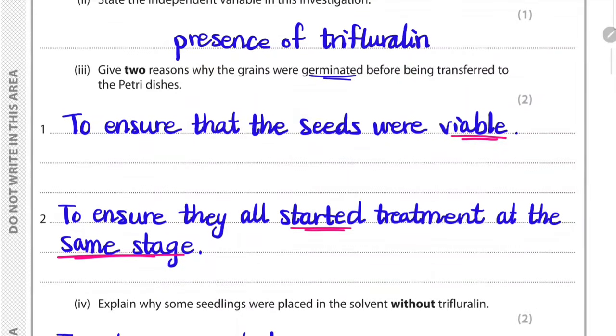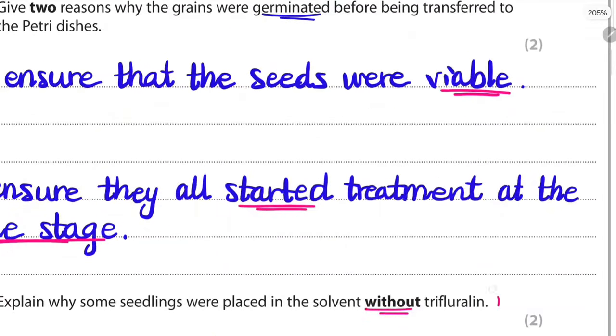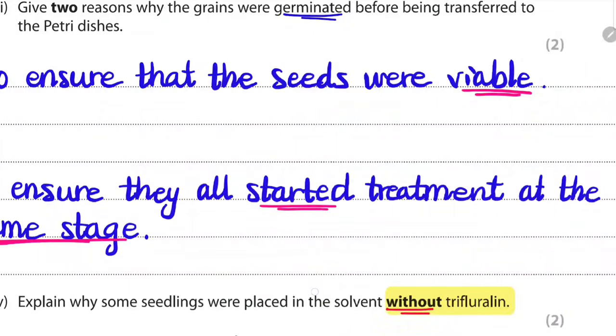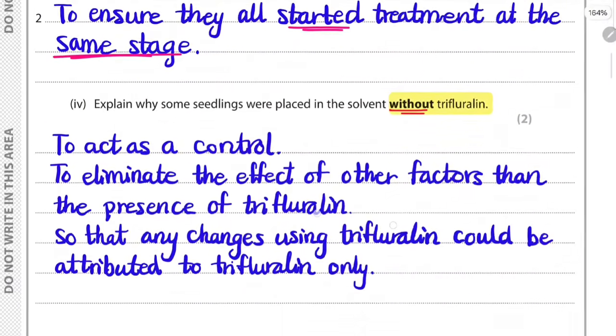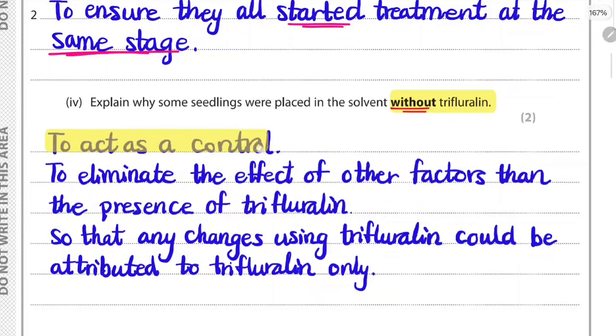Explain why some of the seedlings were placed without trifluralin. Whenever we get an experiment with the same everything, the same conditions of everything, but without the independent variable being investigated, this is mainly to act as a control most of the time, and we're going to elaborate why we use a control in the first place. We use a control experiment to eliminate the effect of other factors. I need to remove the effect of other factors than the presence of trifluralin.